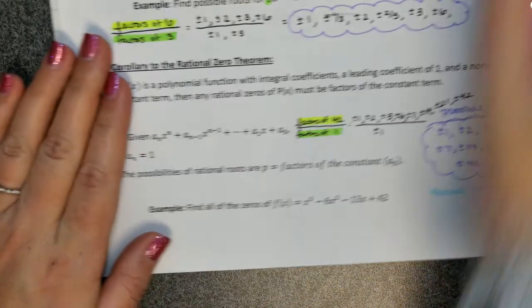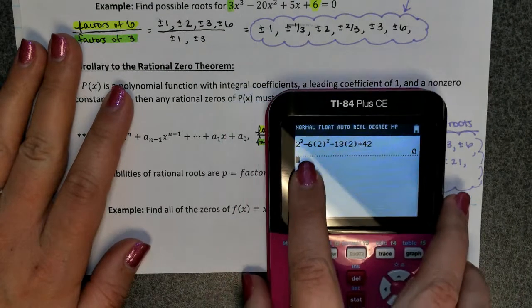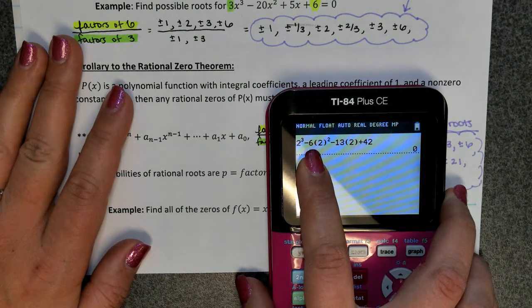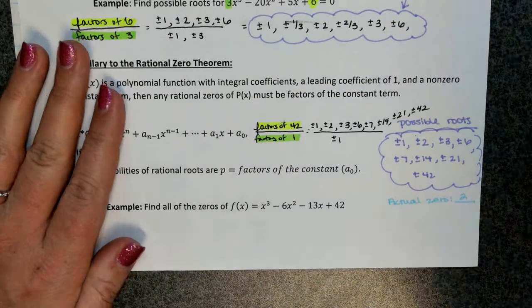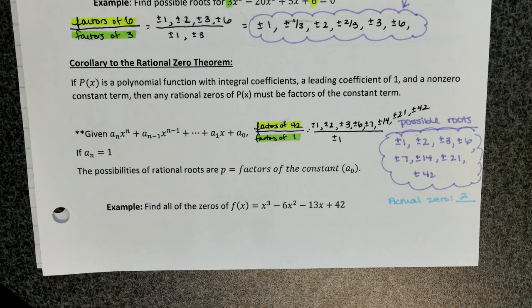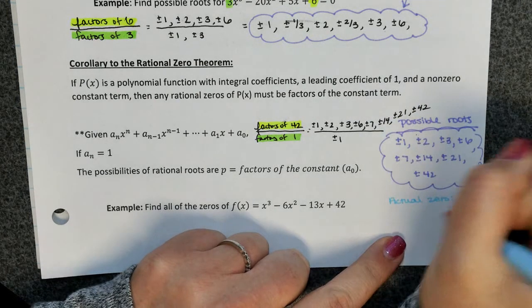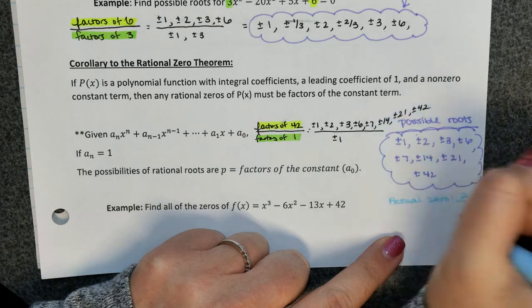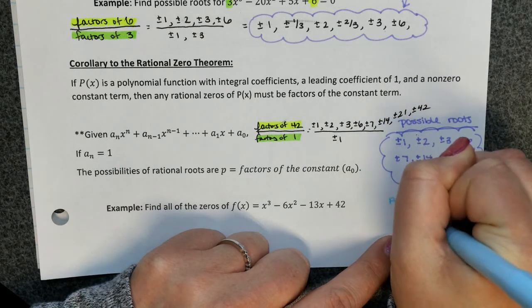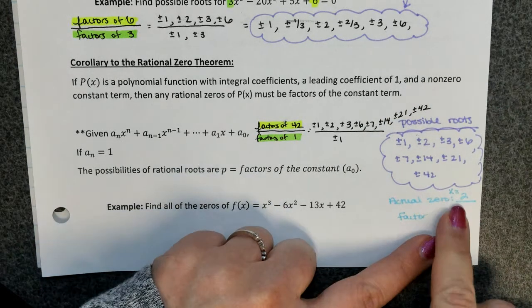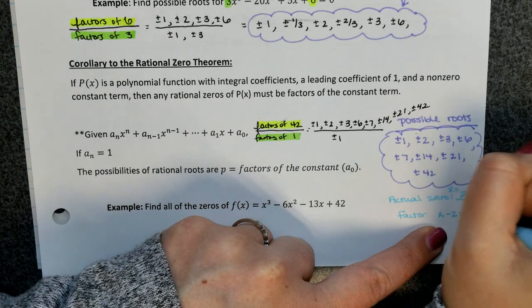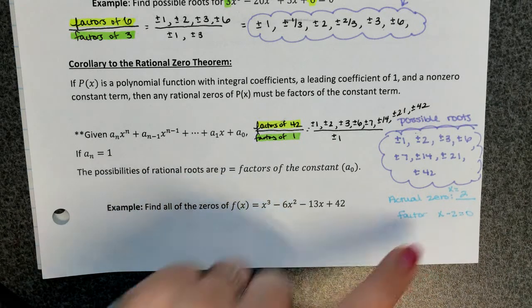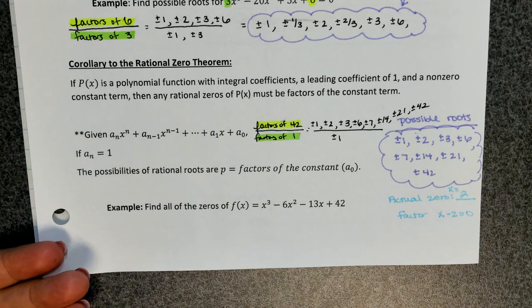If I plug in 2, which I did here, 2 to the third minus 6 times 2 squared minus 13 times 2 plus 42, I get 0. So I know that 2 is a 0. What this also tells me, though, is that I have a factor, because I know x is 2. That's one of my solutions. That means that I have a factor of x minus 2 equals 0. And I can see then that that is a factor of the polynomial.